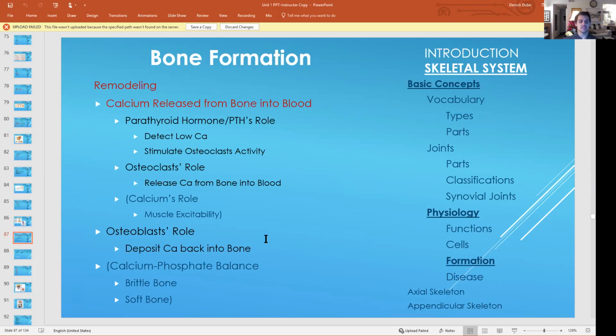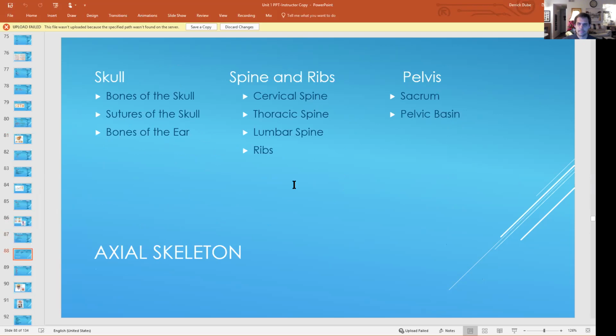And so you have this balance: osteoclasts are constantly releasing calcium from the bone back into the blood, and the osteoblasts are putting it back. It's just that balance. So when the PTH is stimulating and the osteoclast activity is greater, then you're going to be losing more calcium from your bones. All right.